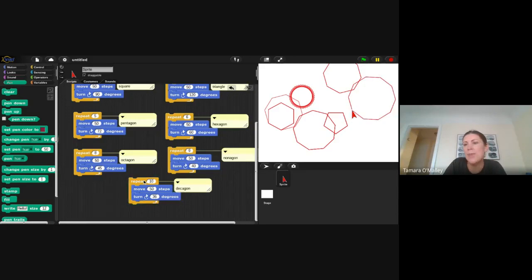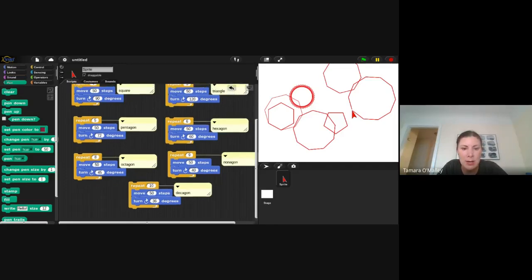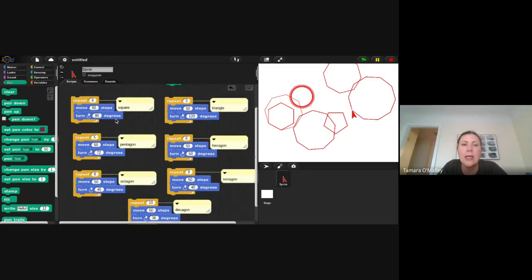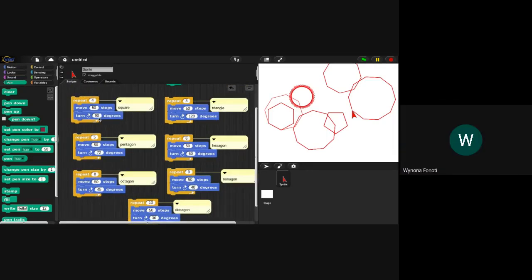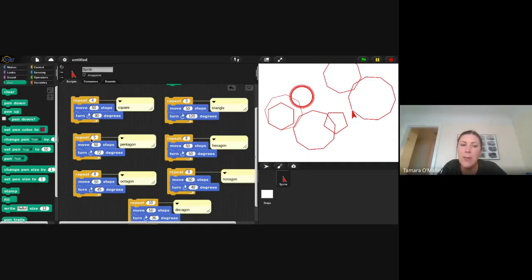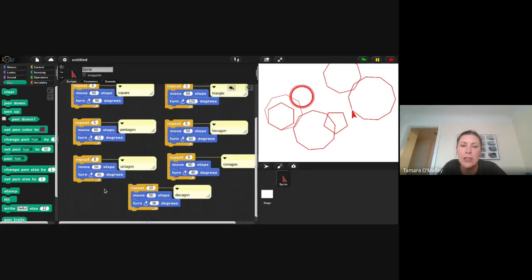Looks good. Okay, so now we're looking for a pattern. Nobody say the answer yet. Give everybody a chance to think. We're looking for a pattern in the number of sides and the turn. There is some kind of pattern between those numbers. See if you can figure out what it is. Don't shout it out yet, though. Give everybody a chance to think.